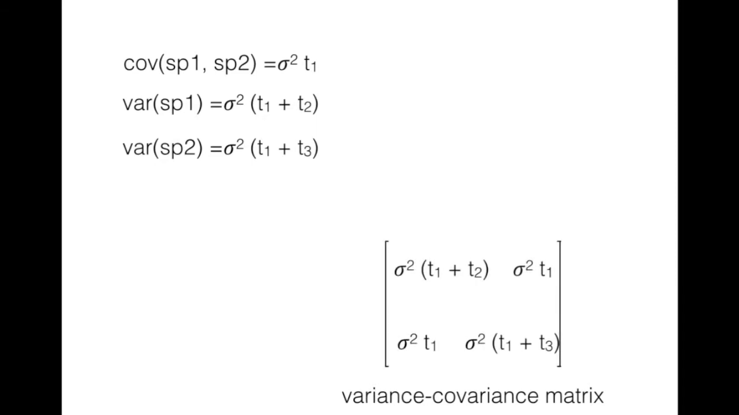We can put these terms together into a matrix called a variance-covariance matrix. This matrix shows the variance of each species along the diagonal and then the covariance in the off-diagonals. For example, species 1 has a variance of sigma squared times T1 plus T2, and the two species have a covariance of sigma squared times T1.